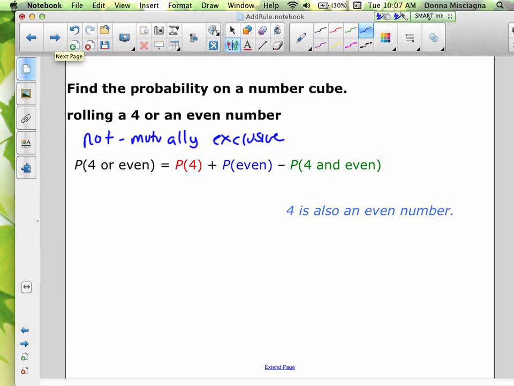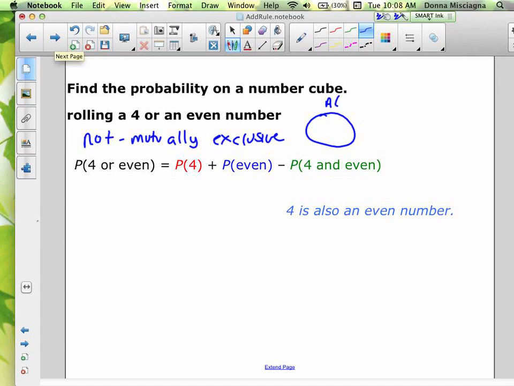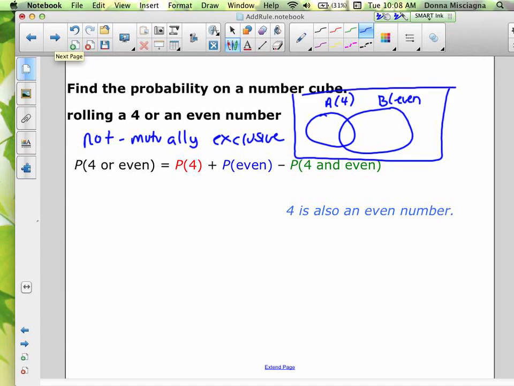So I'll make a little Venn diagram just to help illustrate that. Rolling a 4, this is group A. And then we have group B, which is the even. And they are not mutually exclusive. And then the whole set would be all of the outcomes together. We'll look at Venn diagrams in more detail a little later in this lesson.